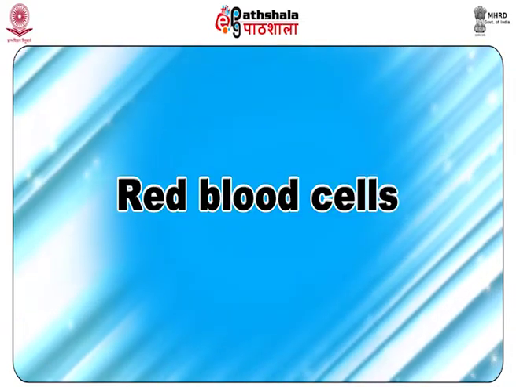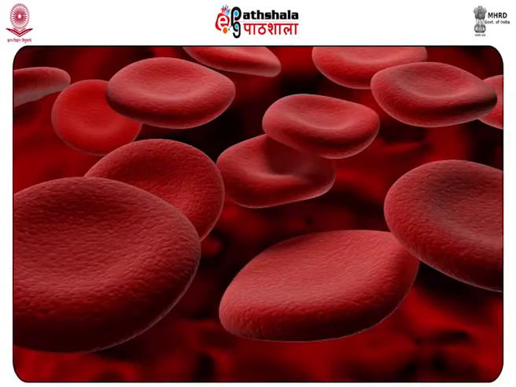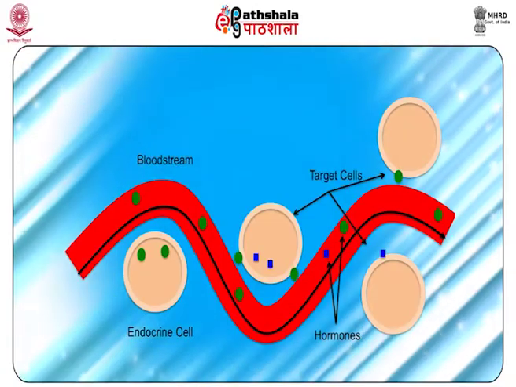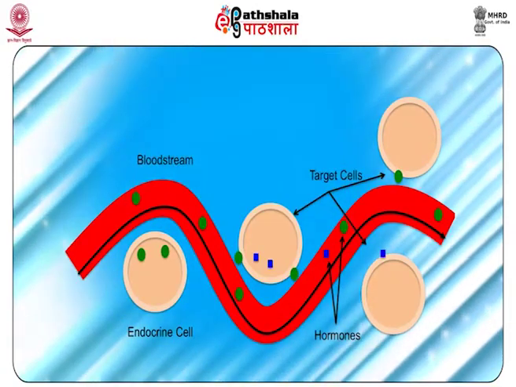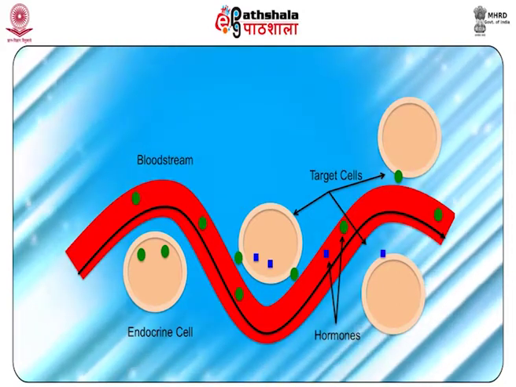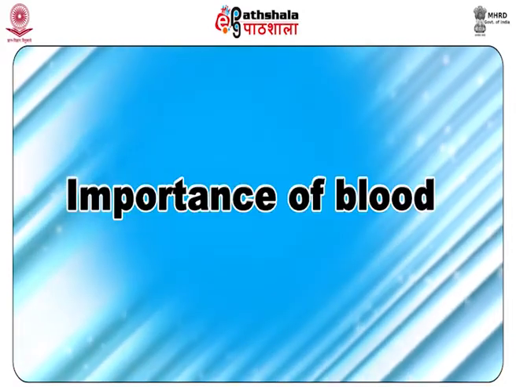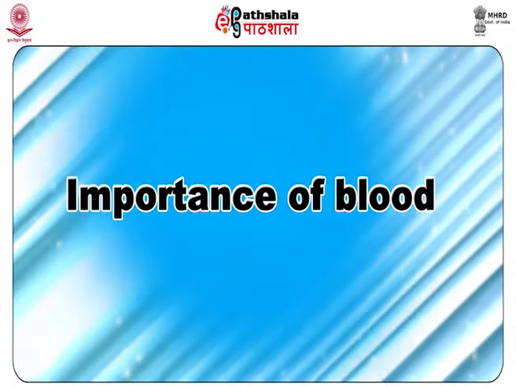Next, we will start with the red blood cells. Red blood cells are the most prevalent blood cells in the human body. They deliver oxygen through the blood from the lungs to the body's other tissues. Next, we will learn the importance of blood.